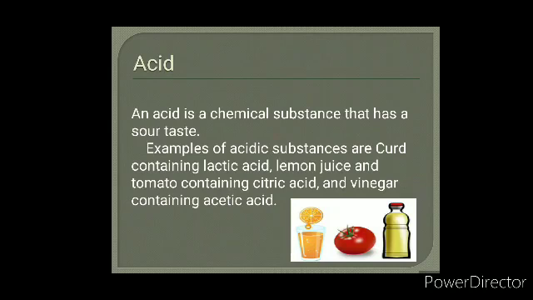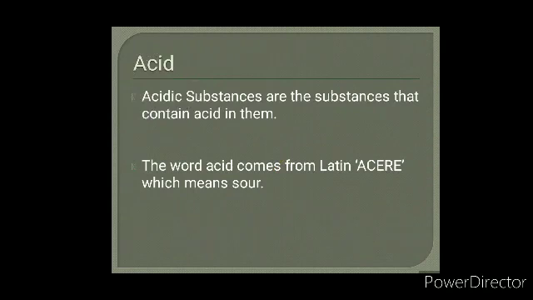Examples are like curd. Curd contains lactic acid. Citrus fruit or lemon, they contain citric acid. Spinach contains oxalic acid. Amla contains ascorbic acid. Tamarind, grapes, unripe mangoes, they contain tartaric acid. Next is that the term acid is taken from a Latin word that is acer, which means sour. As we already discussed that acid tastes sour.